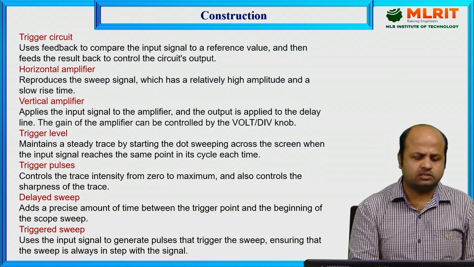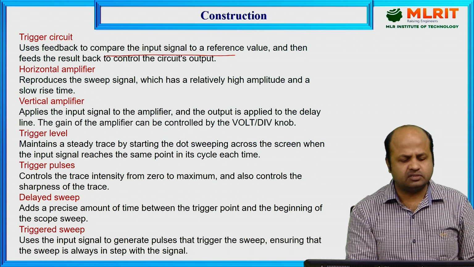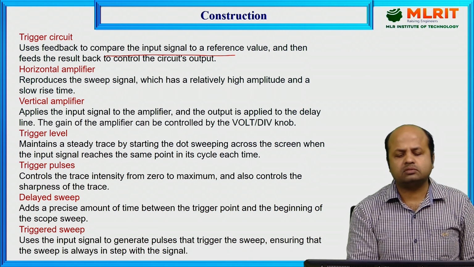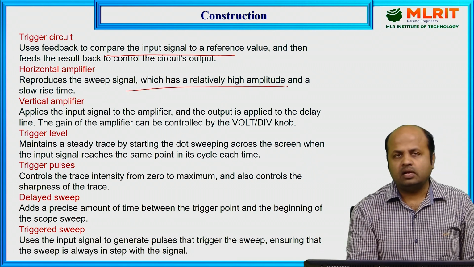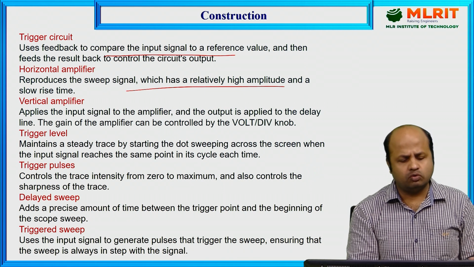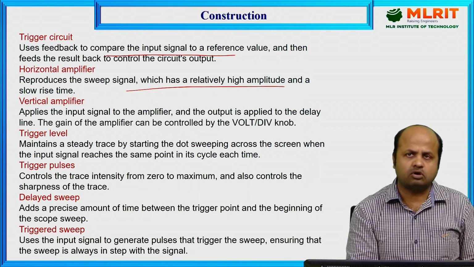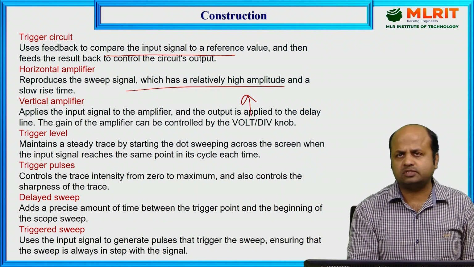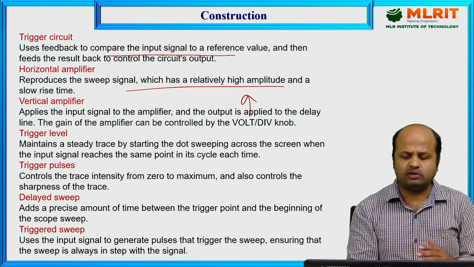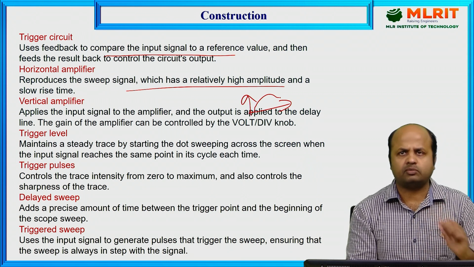Construction, already I told, trigger circuit, which uses the feedback to compare the input signal to a reference value, then feeds the result back to the control circuit's output. Horizontal amplifier, which reproduces the sweep signal and has relatively high amplitude and slow rise time. Vertical amplifier, already I discussed. Vertical amplifier is nothing but it will amplify your input signal for the proper deflection of the electron beam towards the y-axis. See, to draw any waveform on CRO, we need two deflections, horizontal deflection and the vertical deflection. Then only we can move the electron beam to draw the waveform on the signal.